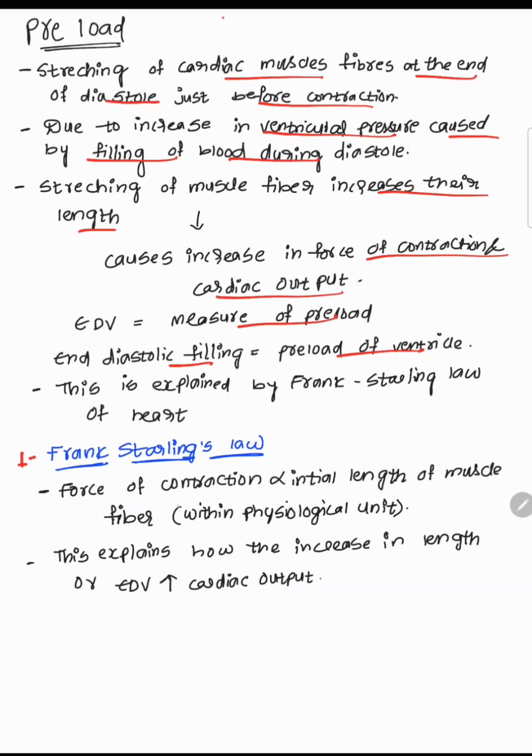So once listen, force of contraction is directly proportional to initial length of the muscle fiber within the physiological limit. You should mention within the physiological limit. Initial length means the length just prior to the contraction, just before the contraction; how much the length of the muscle fiber is there, that is directly proportional to the force of contraction. This explains how the increase in length or end diastolic volume increases the cardiac output.